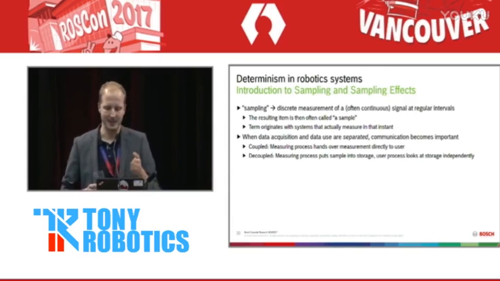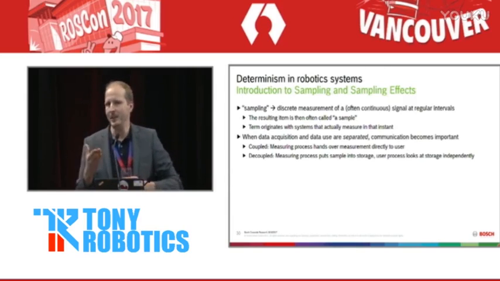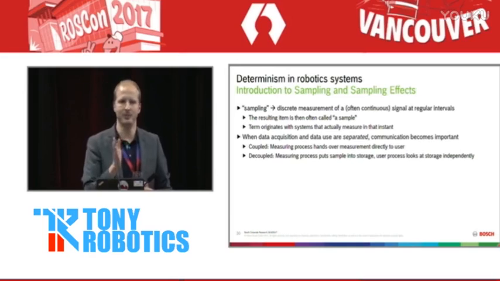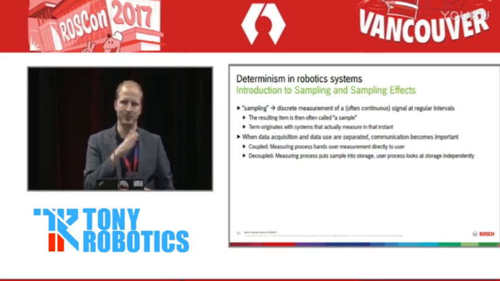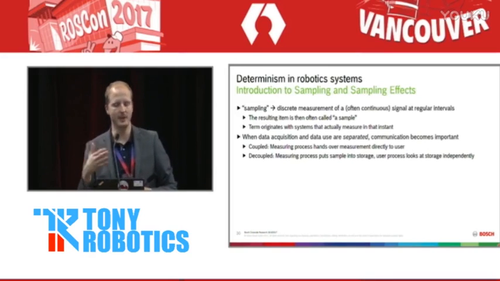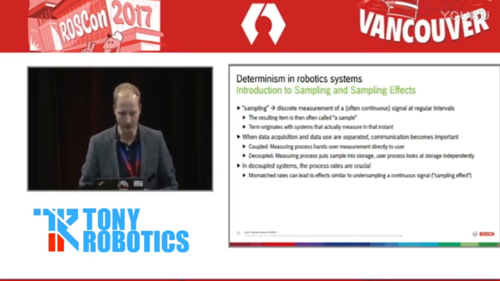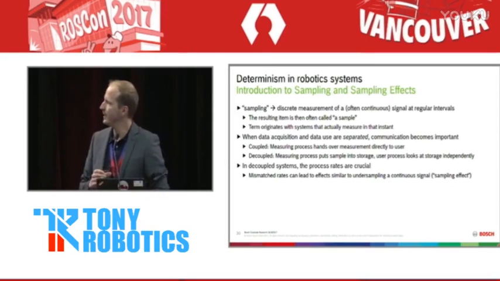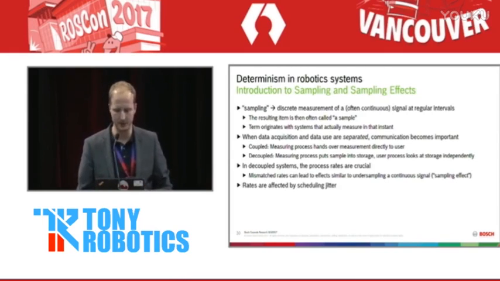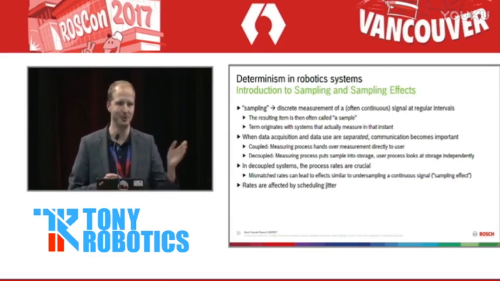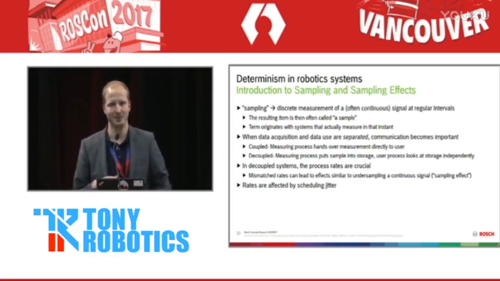And that's actually okay, if you always read it before new data is being added, then that's fine. But if sometimes you read it just before new data is being added and sometimes you read it later, that's what we call a sampling effect. And here we have that if you have mismatched rates, then you can get this quite often. And rates are affected by scheduling. So even if you have 10 hertz here and 10 hertz there, maybe if the other 10 hertz is always delayed or you have a jitter, you can get these things.